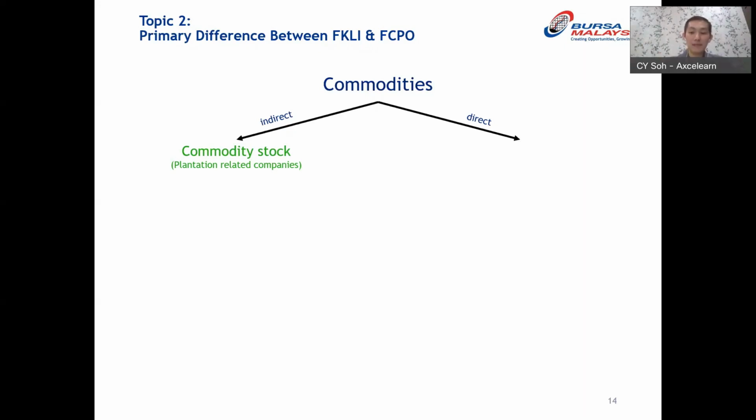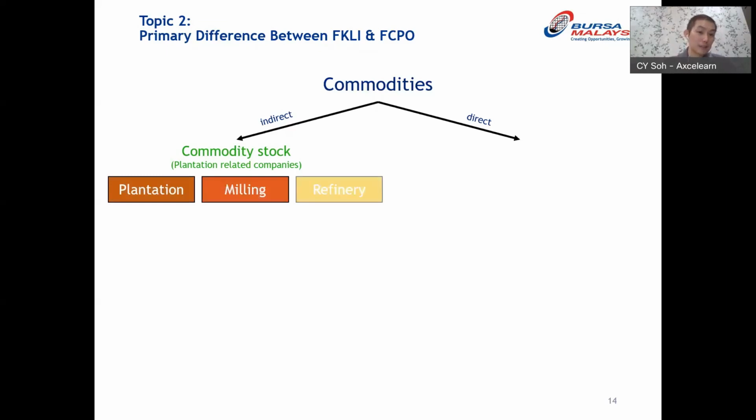Plantation companies have different segments in their businesses. We have plantation, we have milling, we have refinery as well. Plantation is where they have a land bank, and that's where they plant their oil palm trees, and that's where they are able to harvest their palm oil to further transfer it over to the milling business.